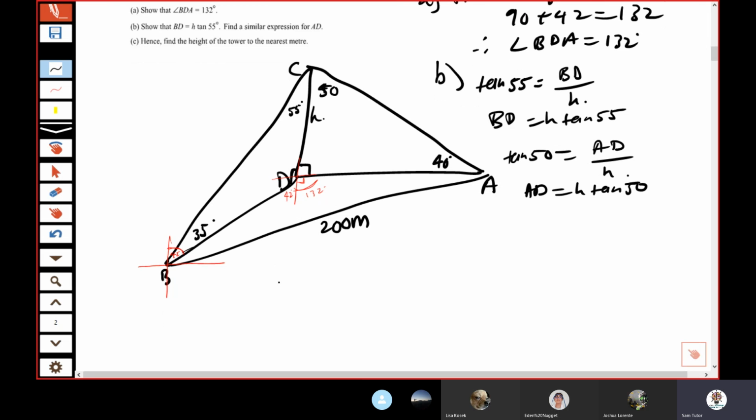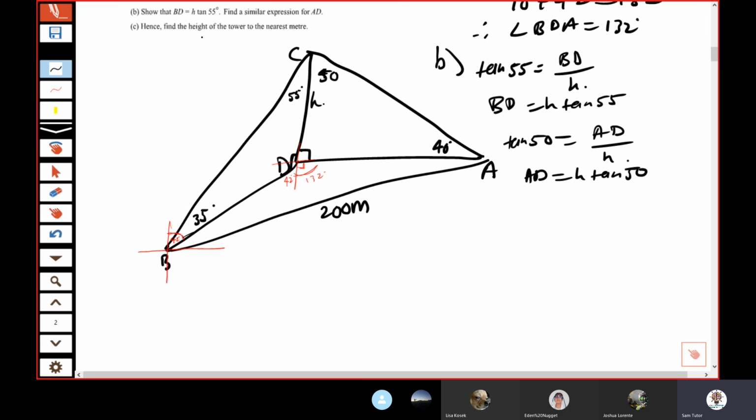And then obviously, hence find the height of the tower. To find the height, again, you're going to use this triangle. All right, what are we going to do? Anyone have any ideas? It's not Pythagoras. That's 132 degrees now, so I can't use Pythagoras.